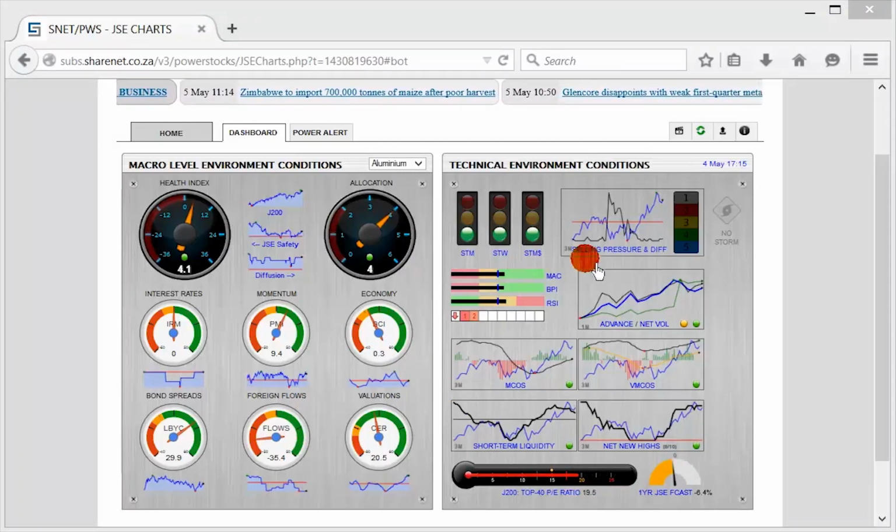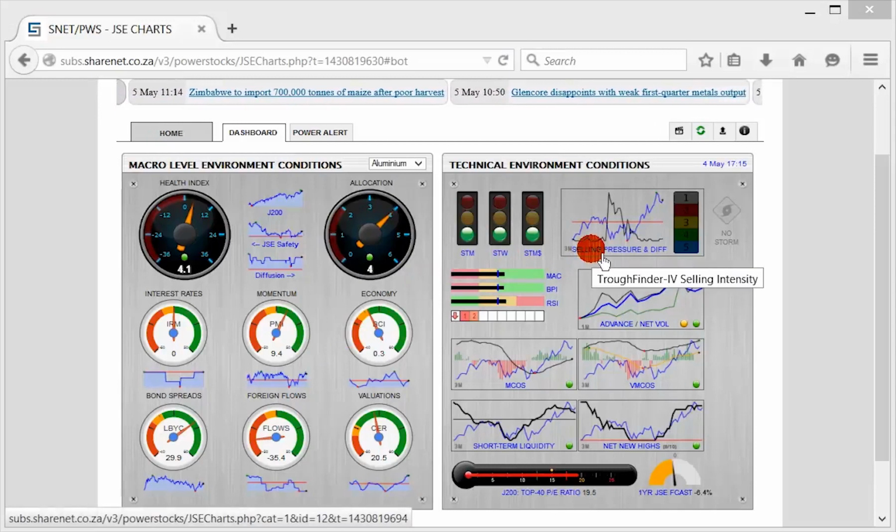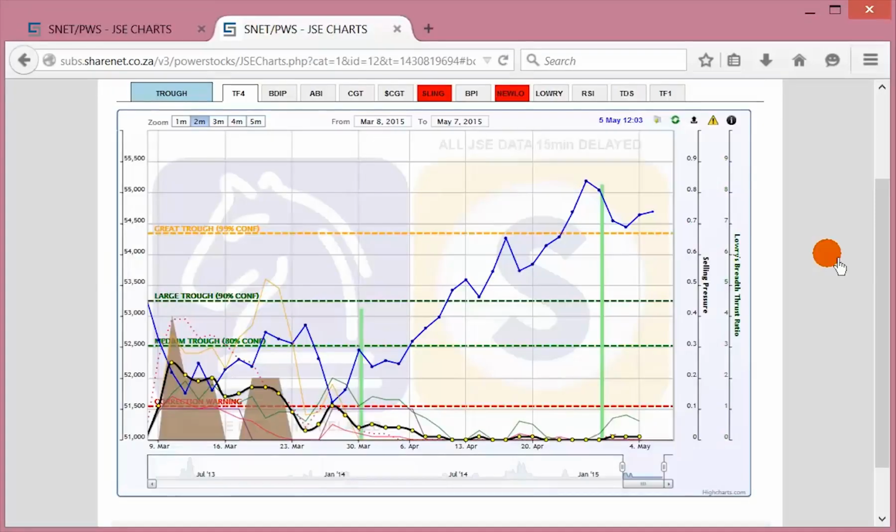So for example, we said the selling pressure index is really something worthwhile following. So we can click on this, go see what's up with the selling pressure index. And there's our selling pressure index chart, otherwise also known as Trough Finder 4. And you can see here's a more detailed view of that little chart we saw. It's a day-by-day view. You can scroll through the chart day by day, just holding your mouse over each day, and it pops up a little tooltip giving you the readings.